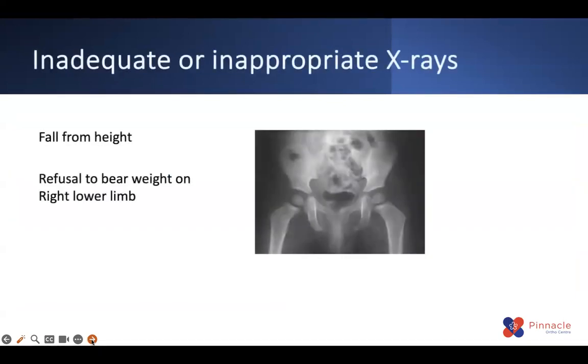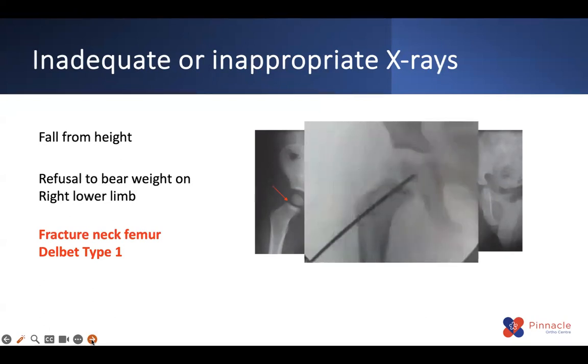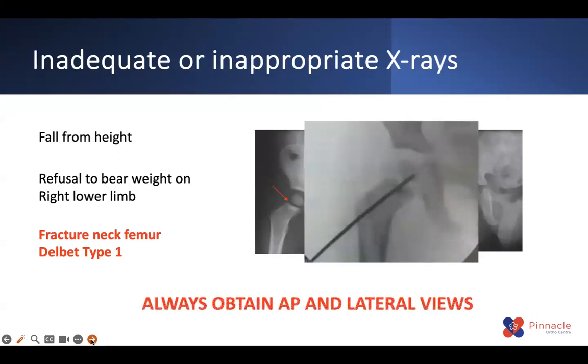So case number one is a 4-year-old boy, history of fall from height with refusal to bear weight on the right lower limb, and this AP X-ray has been done. Now, if only this AP X-ray is available to you, on cursory look, you might dismiss this to be normal. However, when a lateral X-ray is obtained, it is very clear that this child has a fractured neck femur, Delbet type 1. And if you go back to the AP X-ray now, you will realize that there is slight fascial widening on the right side as compared to the left. So this is obviously a fracture which needs to be treated by close reduction and K-wire fixation, which was done. So the lesson that we learn from this case is, in any case, always obtain AP and lateral views. Two orthogonal views are must to make a diagnosis.